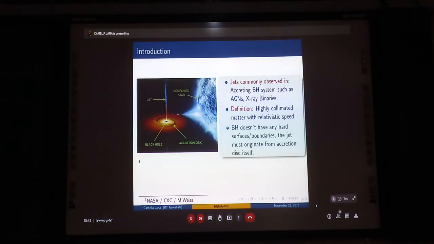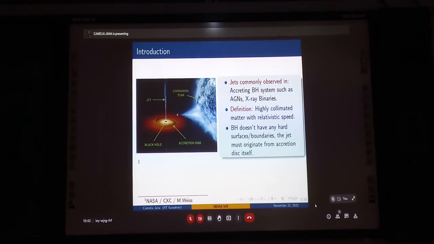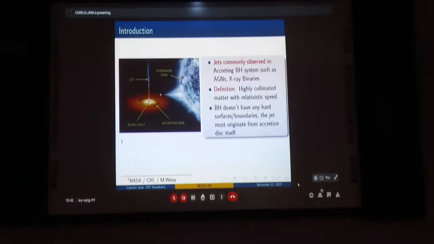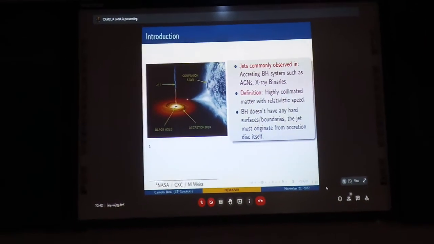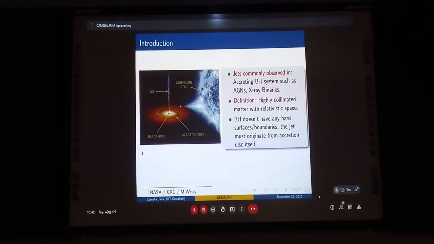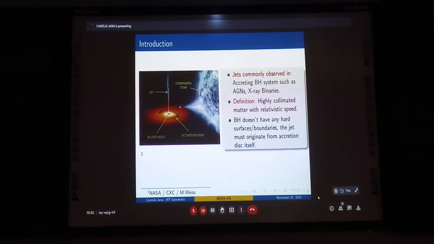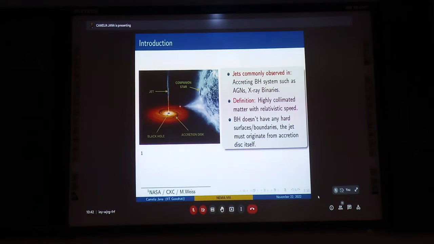Let's start the introduction. We all know that a black hole has a very strong gravitational pull. Anything that crosses the event horizon will never come back. In spite of this strong gravitational pull, it has been observed that highly collimated matter with relativistic speed comes out from the black hole system, which we call the jet or the outflow. It is very commonly observed in AGNs and X-ray binaries. But the physical mechanism behind this jet generation and its power processes are still not clear.